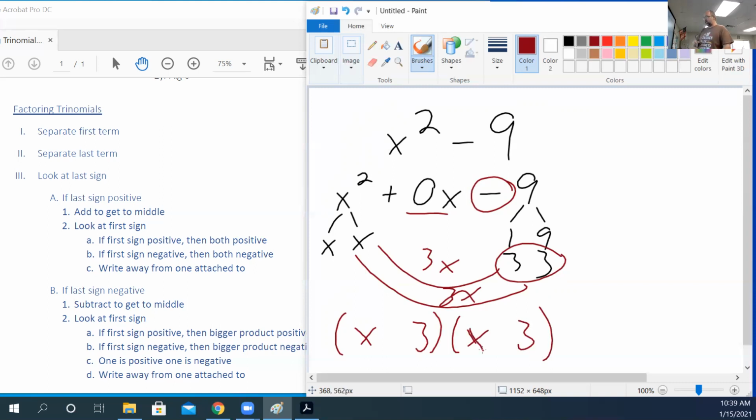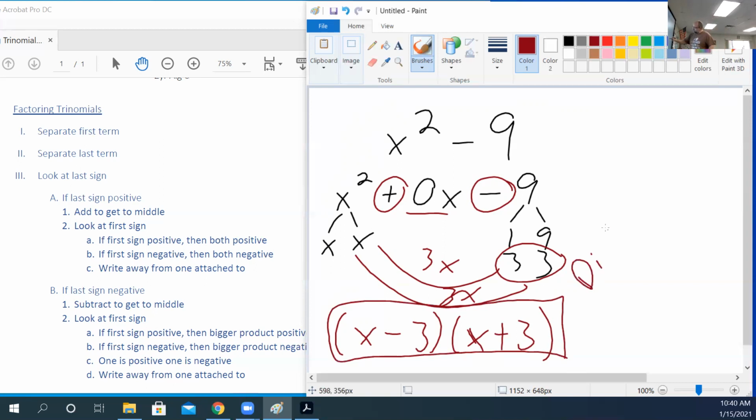And since we're in group B, we look at the first sign, it's positive. So that means, well, it doesn't matter, they're both the same. So one's positive, one's negative. And since the only difference is the positive and negative, remember this is a difference of 2 squares.